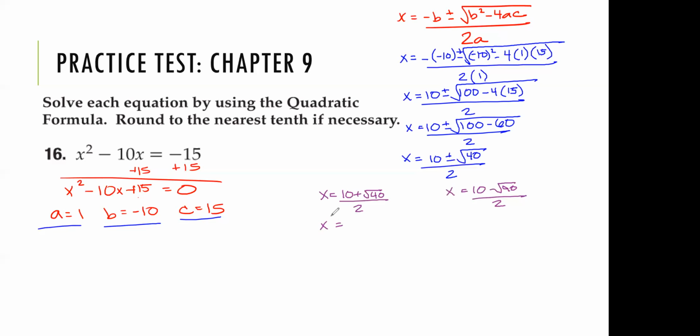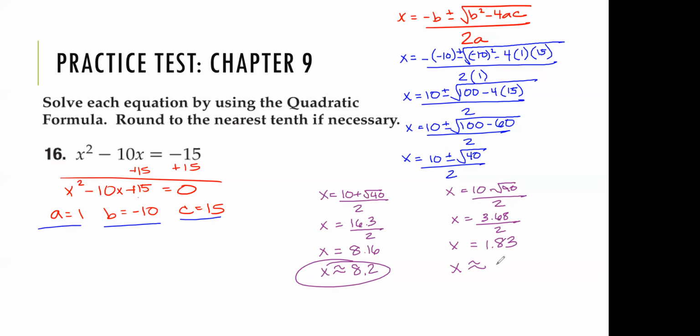So 10 plus the square root of 40 is about 16.3. Divide that by 2, and I get 8.16, and it says to round to the nearest tenth, which is 8.2. Over here, 10 minus the square root of 40 is about 3.68, divided by 2. X equals 1.83. So if I round it off to the nearest tenth, it's 1.8. Okay.